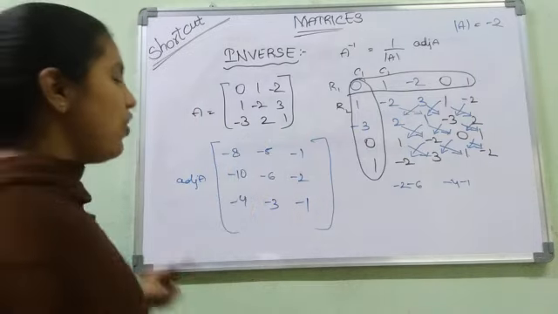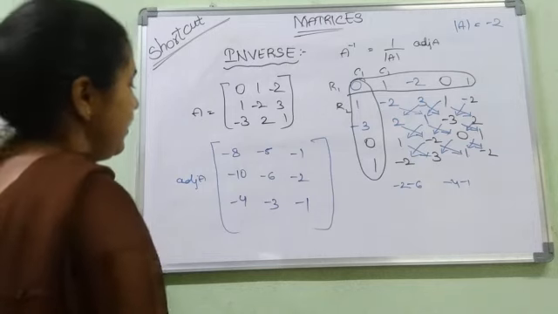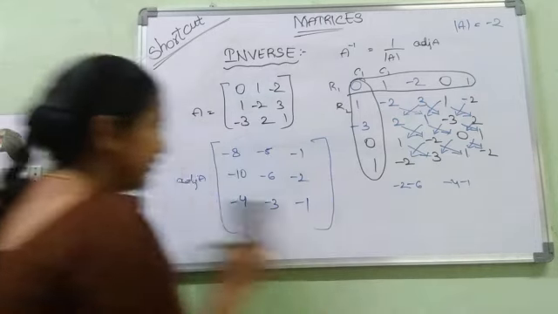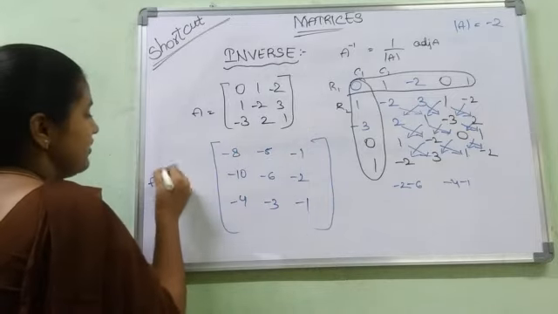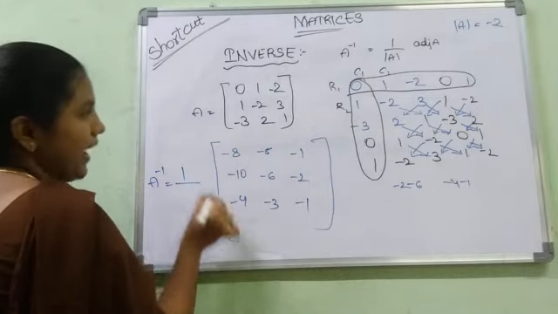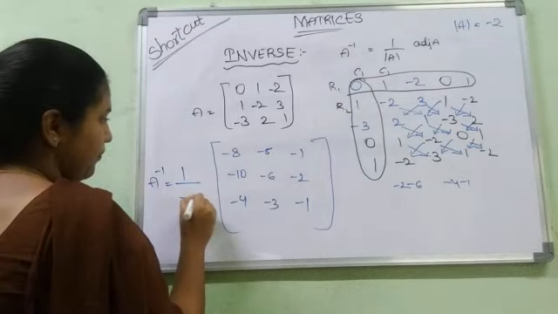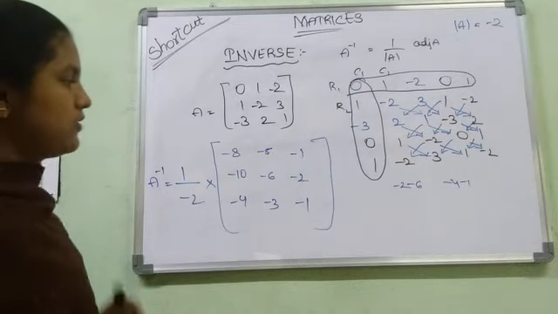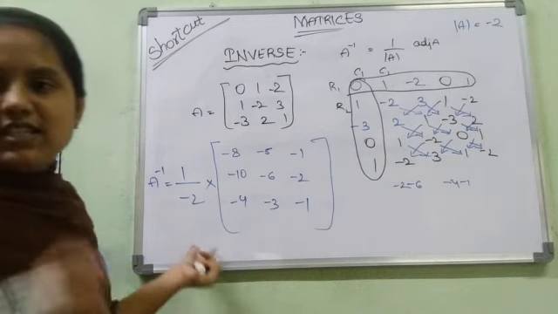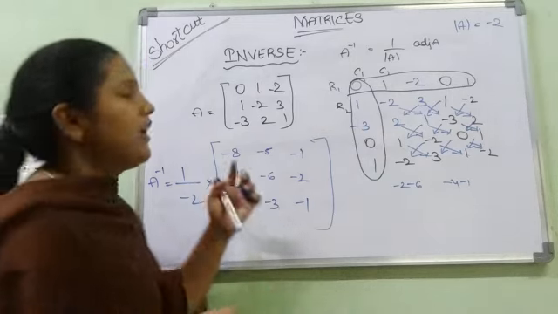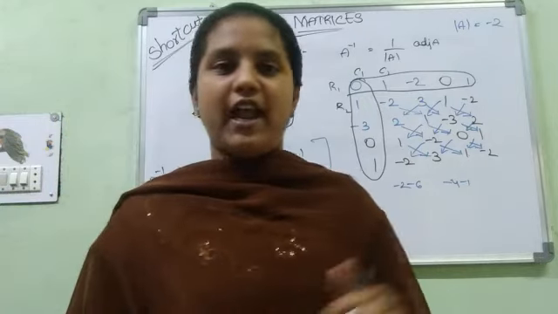Therefore, the inverse of A will be, you know, right? What will be the inverse of A? A inverse will be 1 by det A. What we got for det A? Minus 2 into this. Okay? You have understood this, I think so. So, this is the easy method of how you can find multiplication, determinant and inverse.